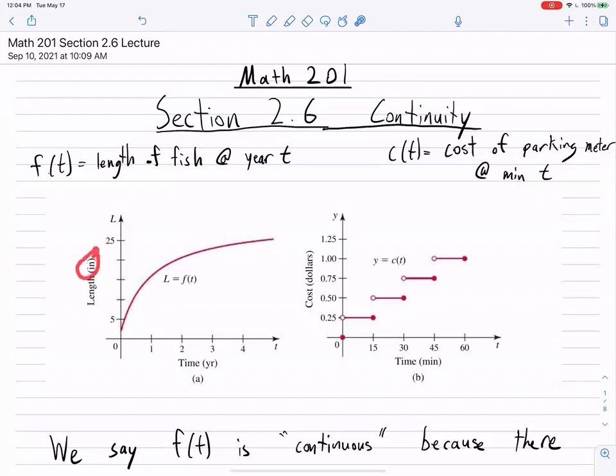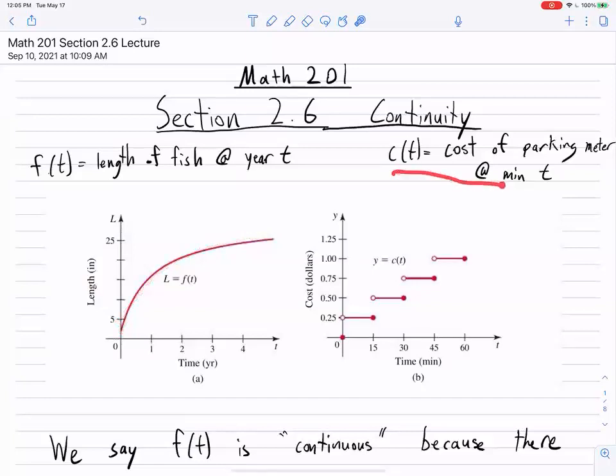I guess this is in inches. That makes more sense. 15 feet for a fish is kind of huge. So it's in inches. And so that's why, for this function, you have to hit all the values in between to go from one value to another. So that's the idea of continuity.